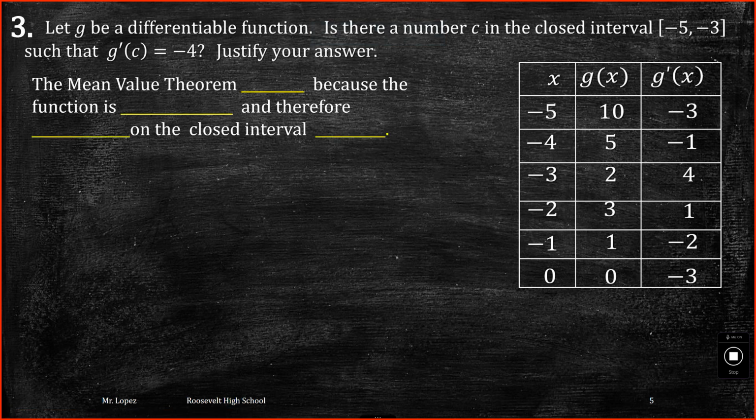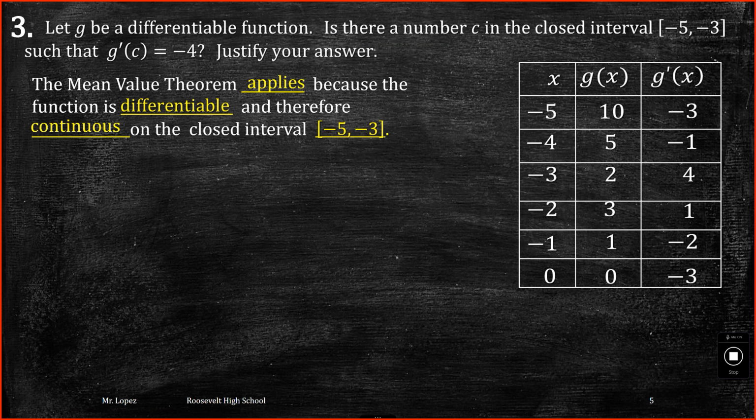Look, on the last one we did, if you took notes, you might want to change it. I don't think I had it correctly. So, let G be a differentiable function. Is there a number C in the closed interval -5, -3 such that G prime of C equals -4? Justify your answer. So you're supposed to say the mean value theorem applies because the function is differentiable, and therefore continuous on the closed interval. This is more specific to what it is.